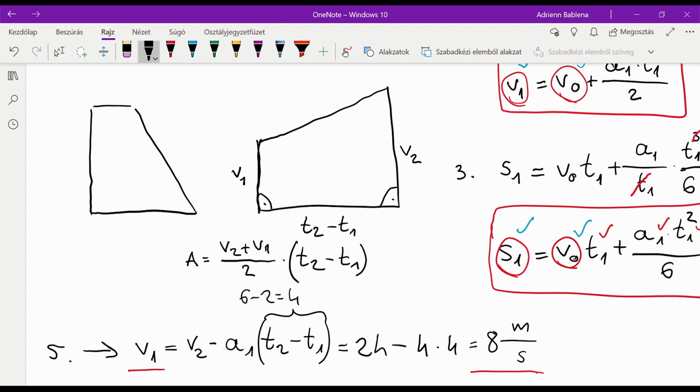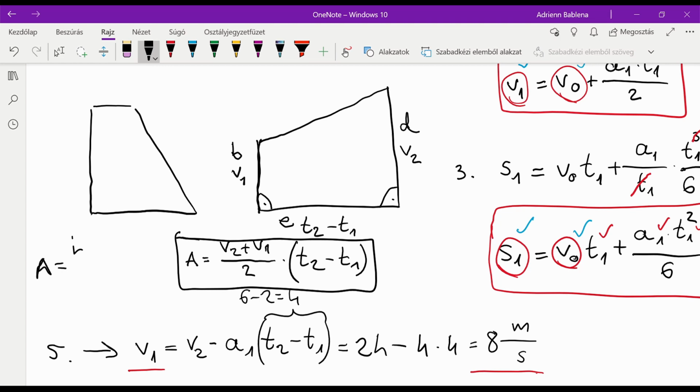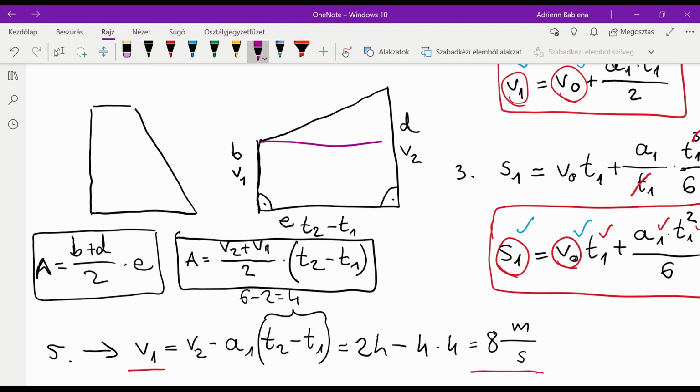This is the general, indirect calculation of the area of a trapeze. So you can write sides B, D, and height E, then the area is B plus D over 2 times E. But as I mentioned, you can split it into two parts, a triangle and a rectangle. You can calculate the two areas and then sum up. Doesn't really matter.